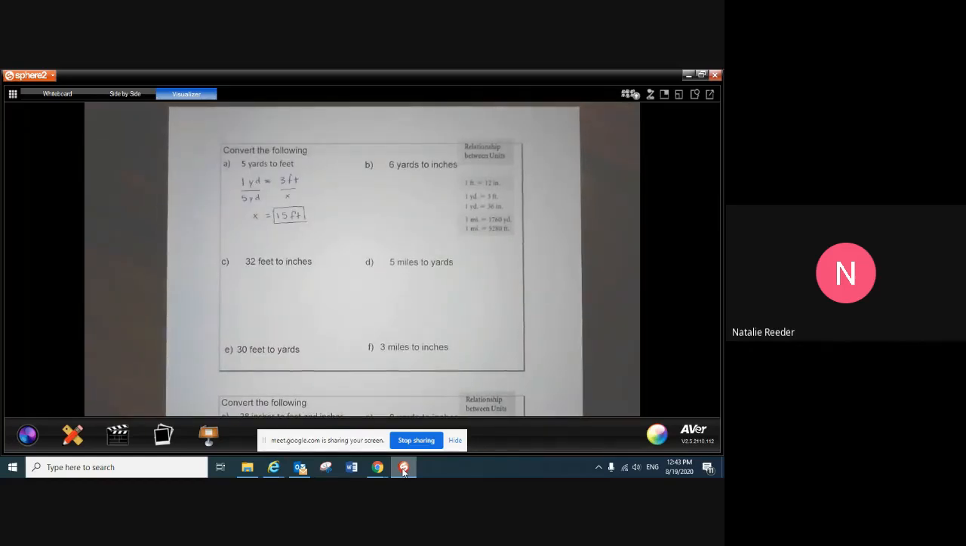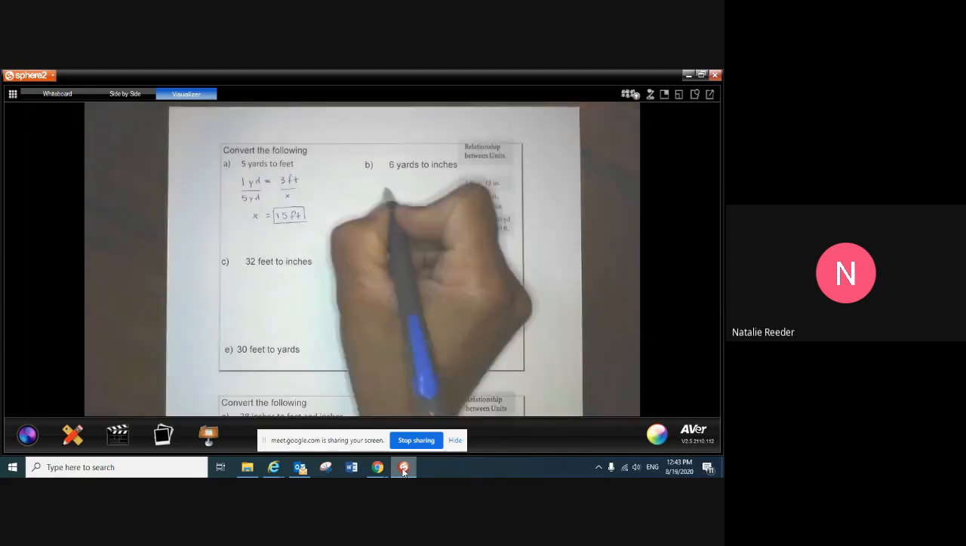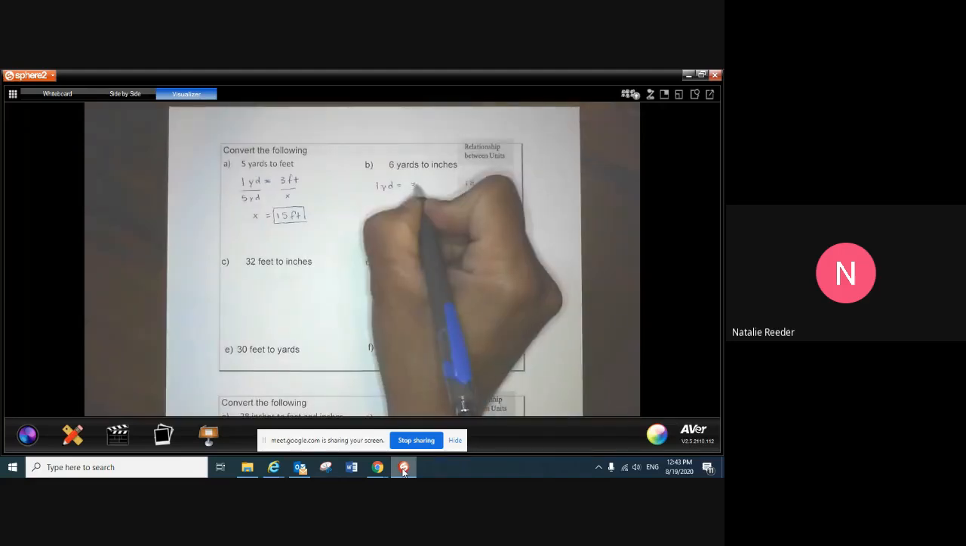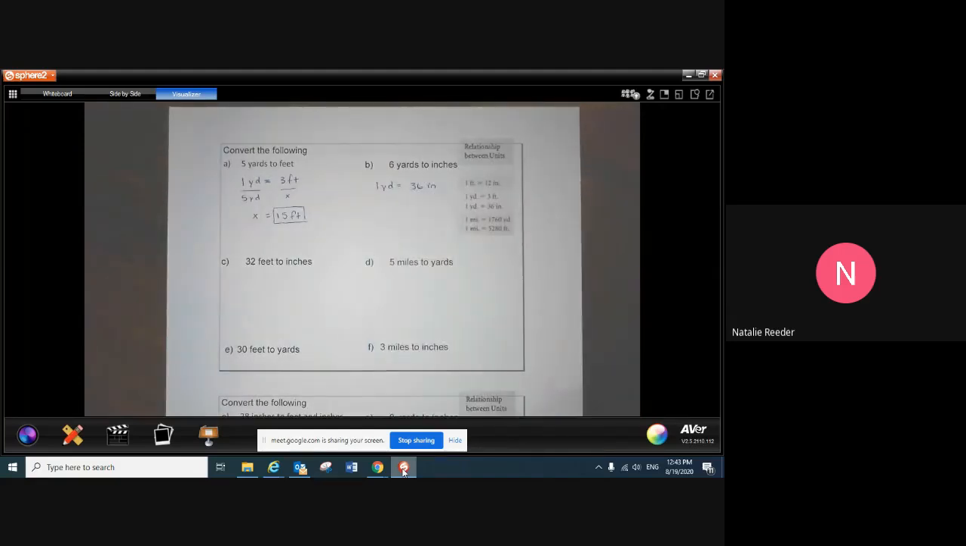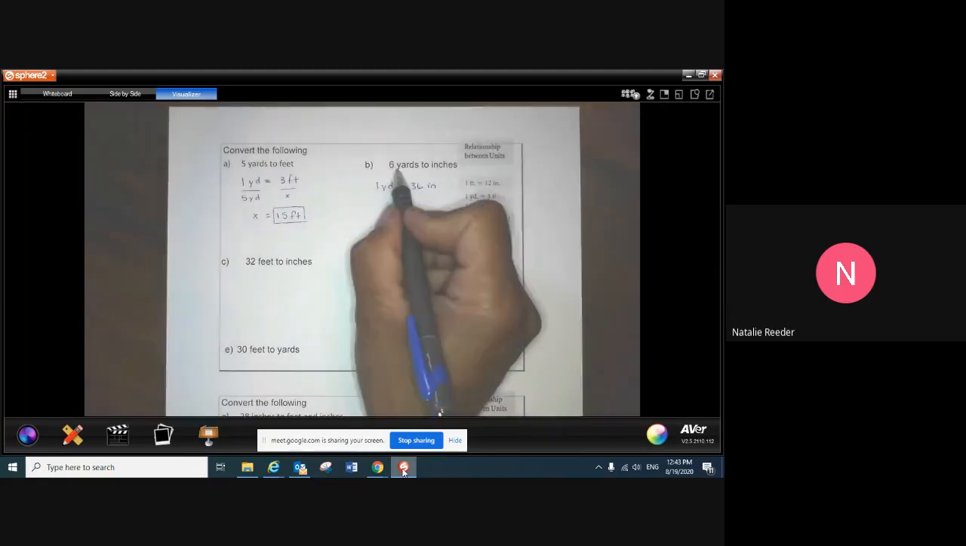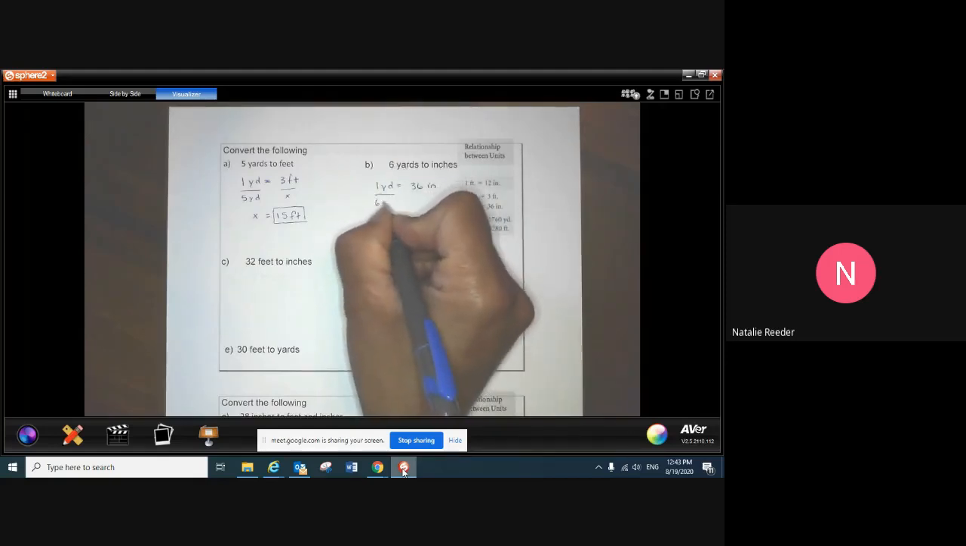Now the next one says 6 yards to inches. So again, we have to look here and see which one am I going to choose from. So then I want this third one that says yard to inches. So first thing, let's write that down. 1 yard is equal to 36 inches. Now to set up our proportion, we want to find out 6 yards is equal to x amount of inches. So we put 6 yards.